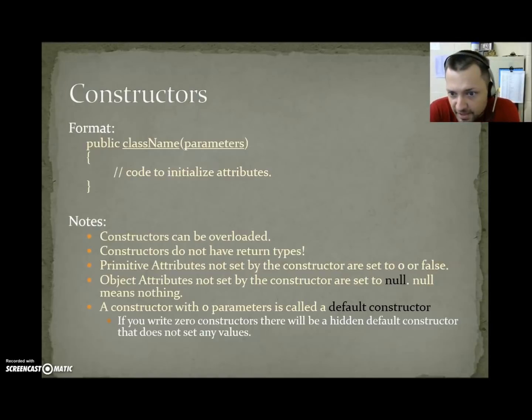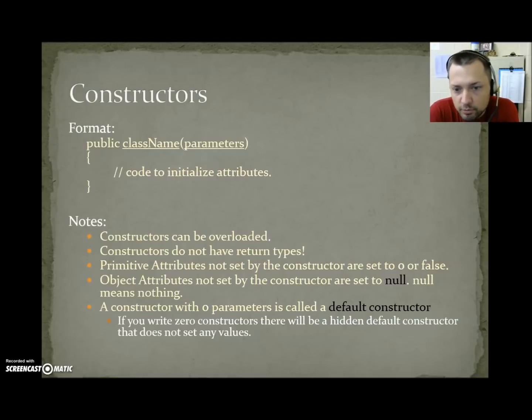Primitive attributes not set by a constructor are set to 0 or false. So if you forget to set something, it'll be set to 0 or false for primitives. So why I say or false is Boolean's a primitive, so it would set Booleans to false. Object attributes not set by the constructor are set to null. Null means nothing. You can't access anything from nothing. So null's usually not a value that we want. But we'll get into null later in the chapter, and a lot of you will get errors about null in the unit, and you'll get very familiar with what null means.